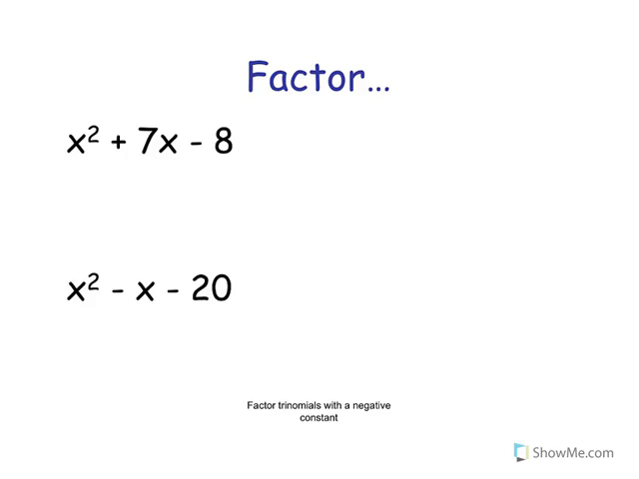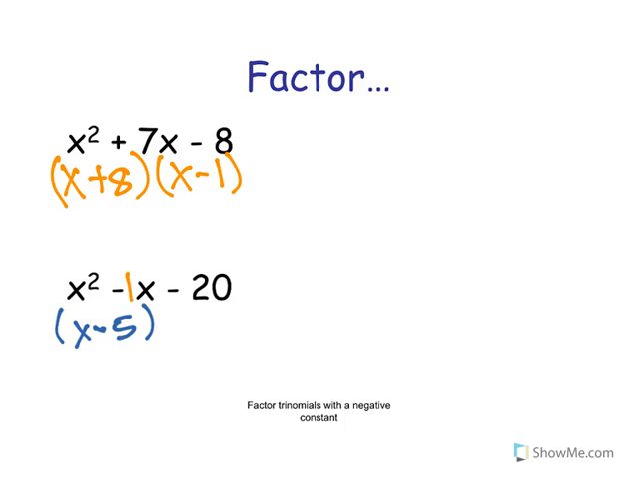All right, now I'm looking for two factors of negative 8 that add to positive 7. That would be positive 8 and negative 1. Now I'm looking for two factors of negative 20 that add to negative 1, which would be negative 5 and positive 4. And guys, I'm going through this obviously kind of quickly here, so you can slow it down as much as you need. You can make a list of all your factors.